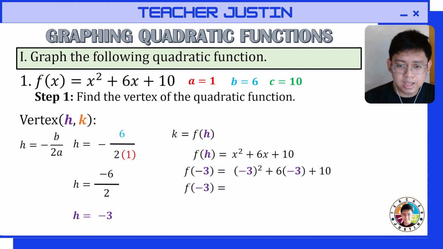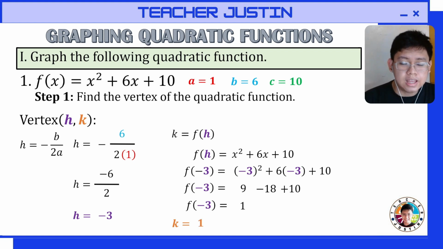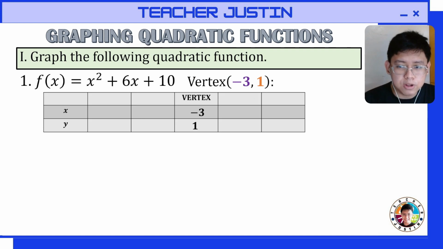So, let's simplify. Negative 3 squared will be 9. 6 times negative 3 will be negative 18. Then, plus 10. Tapos, combine natin siya. 9 minus 18 plus 10, that will give us 1. So, ang k natin will be equal to 1. Now that we have our h and k, our vertex will be located at negative 3, 1. So, after natin makuha yung ating vertex, let's prepare our table of values.